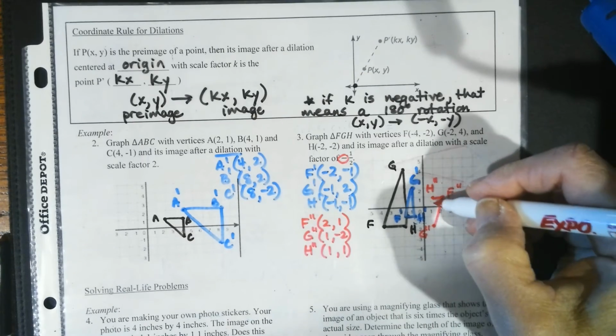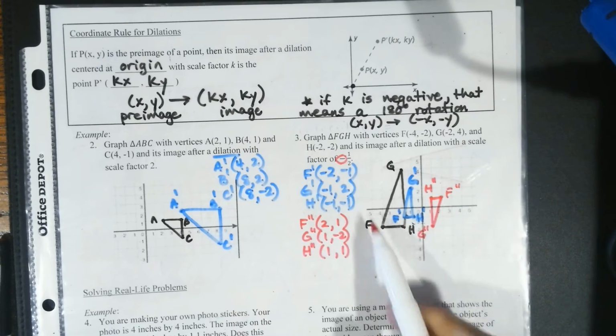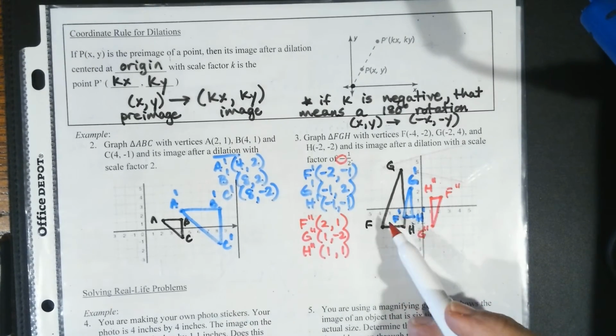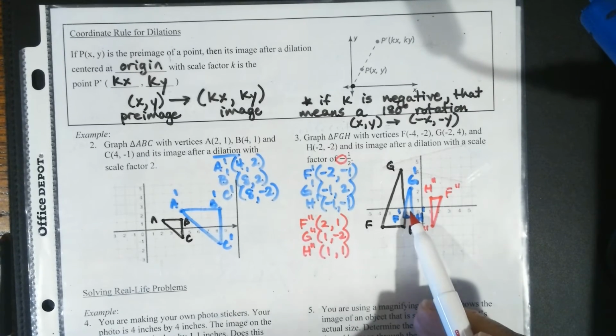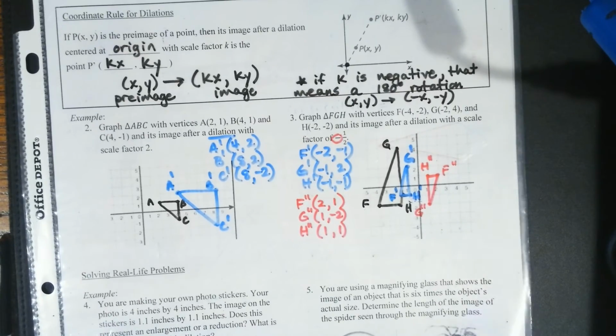So boom, boom, boom. See how it just flips it around that way. We started with the black one. That's our pre-image. Then we did the dilation of 1/2, and then we flipped it for the negative. So again, hopefully this is coming back to you because you've seen it before.